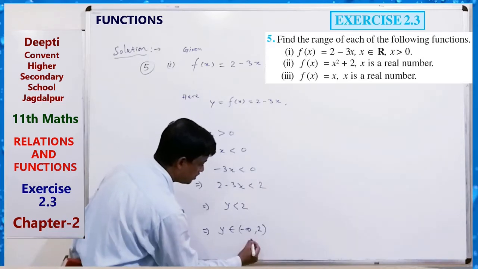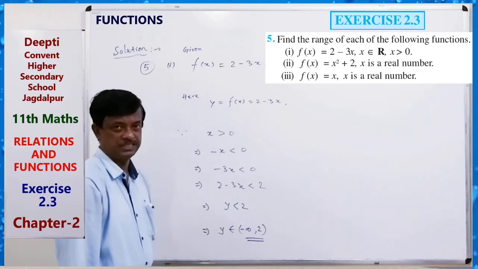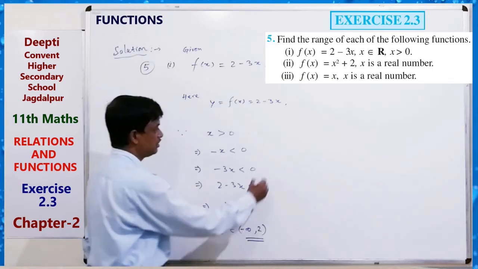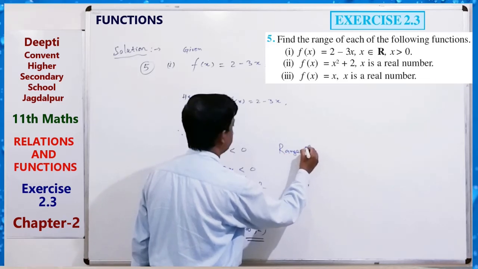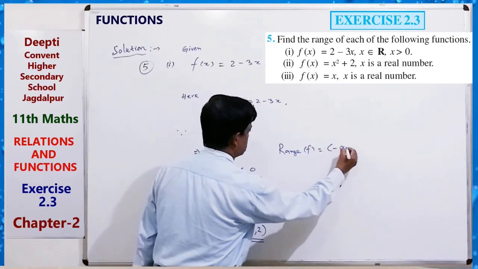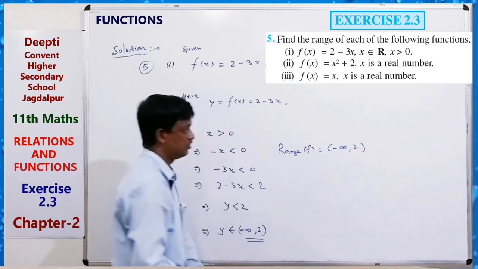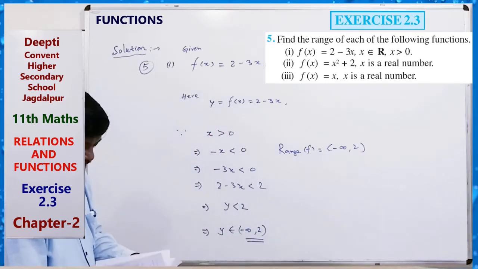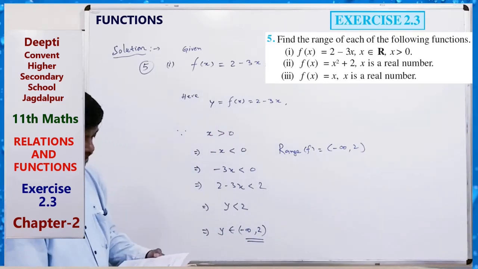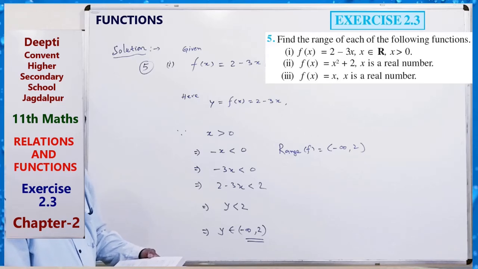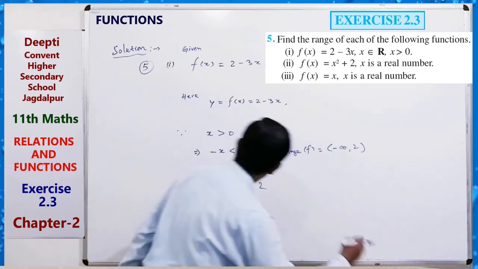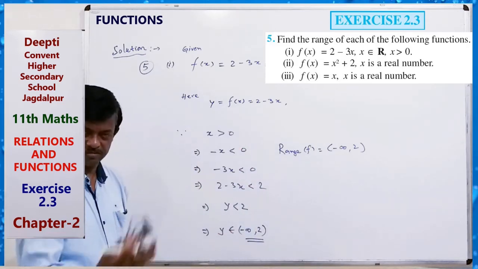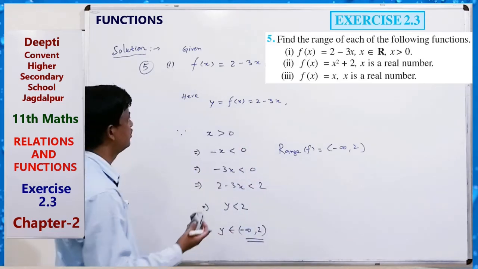This is the range. So the range of f equals minus infinity to 2. Clear? Minus infinity to 2. This is the answer. Now you can give the logic: how can you find the range?